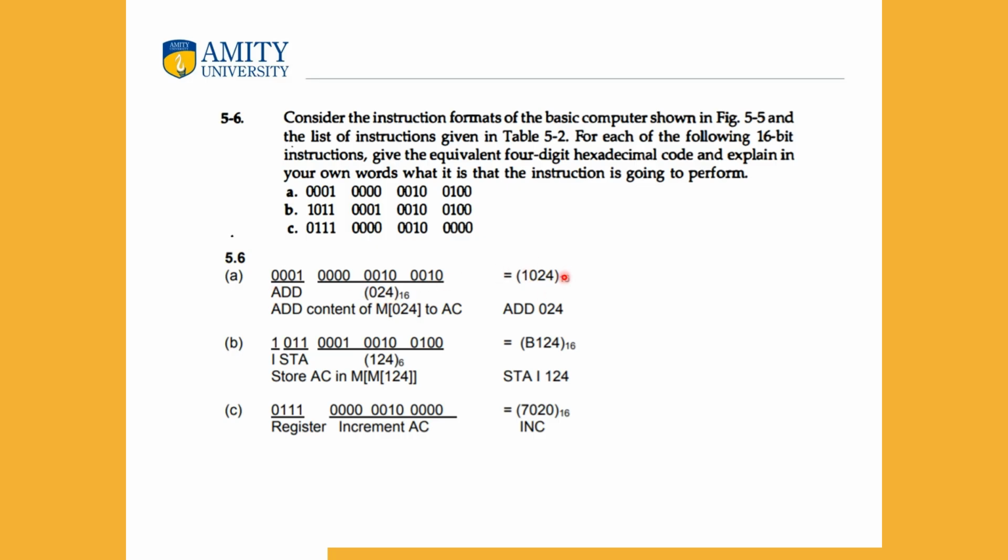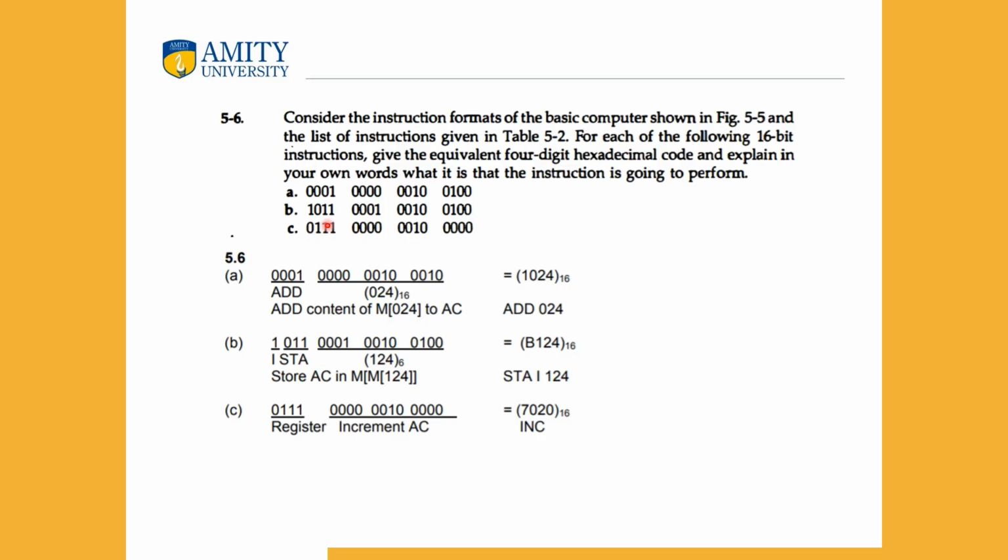Hence when we convert the whole thing to hexadecimal, it will become 1024 in hexadecimal base. The statement is that we add the content of M at memory address 024 to the AC. So add 024 to AC.